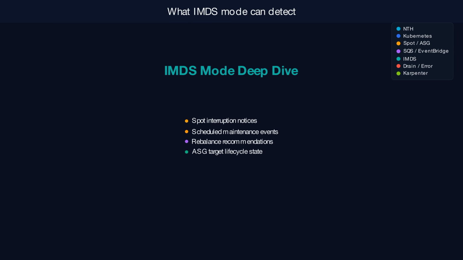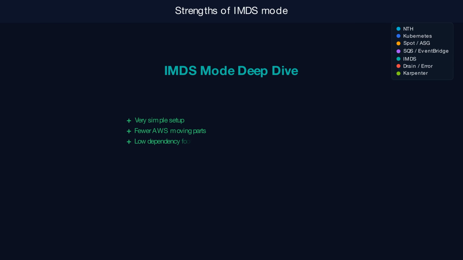The strength of this mode is simplicity. No extra AWS infrastructure needed. No SQS queue, no EventBridge rules. Just deploy the daemon set, and it starts watching.